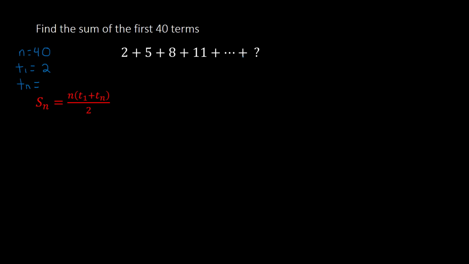So what I need to do is use the formula found in the previous lesson, where I find the nth term, where I have tn equals t1 plus (n minus 1) times d. So here I plug everything in. t1 is term 1, which is 2. N is the number of the term we're trying to find, which is 40. And then d is your common difference, which in this case we're adding 3 every time.